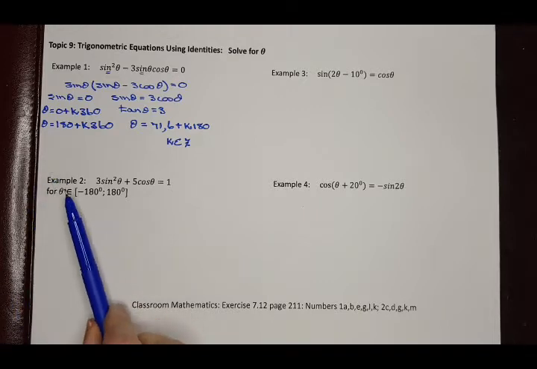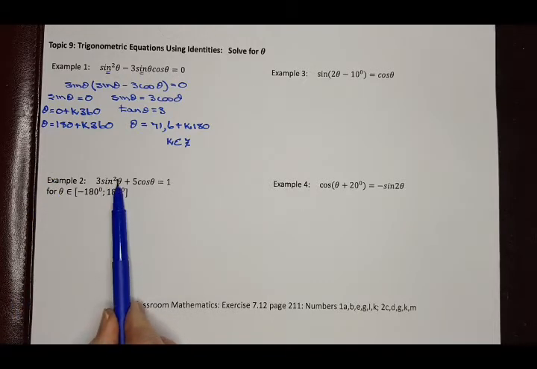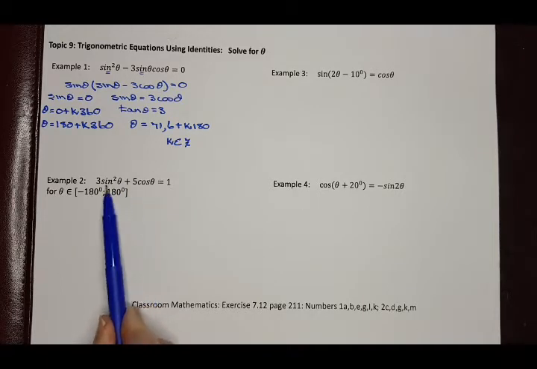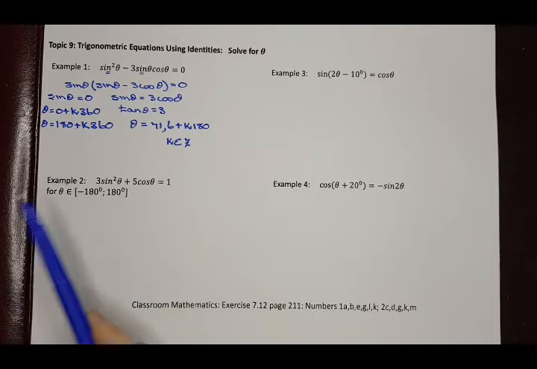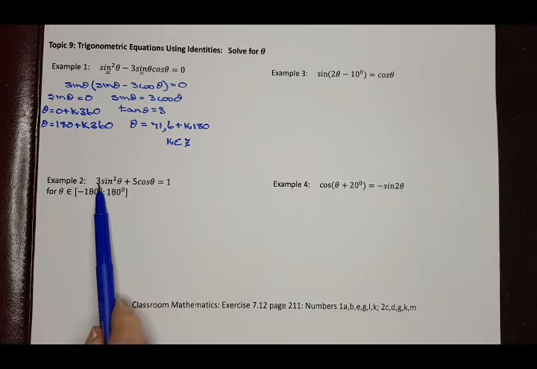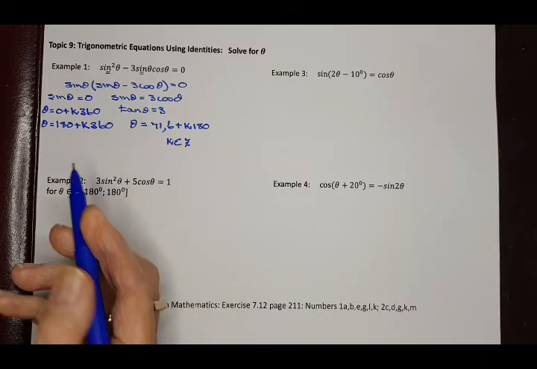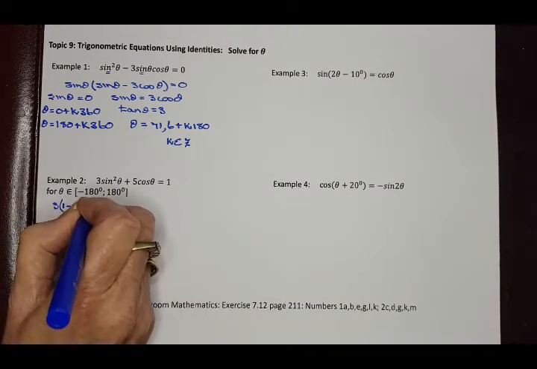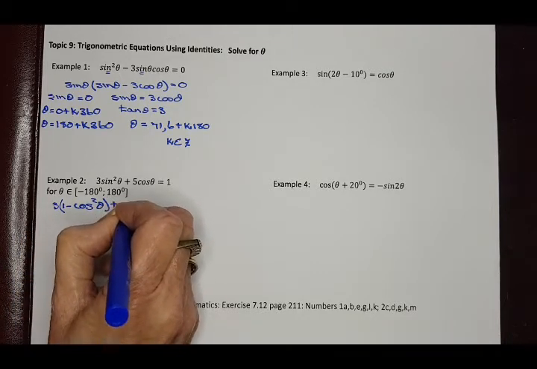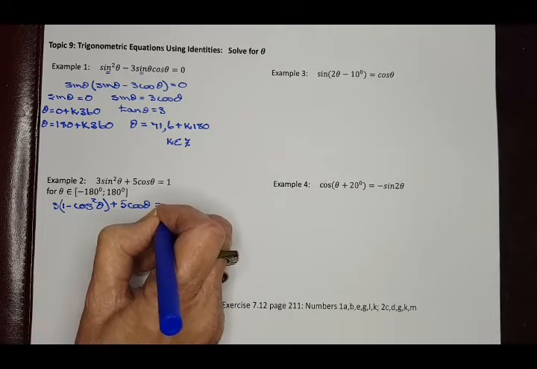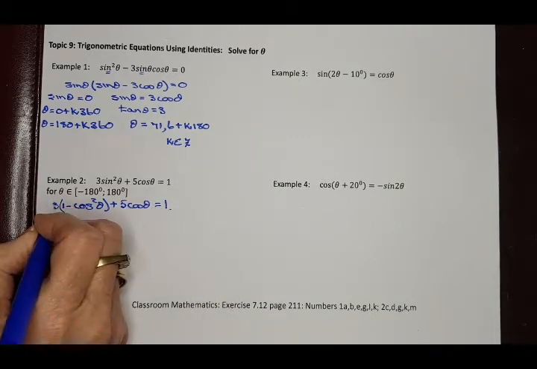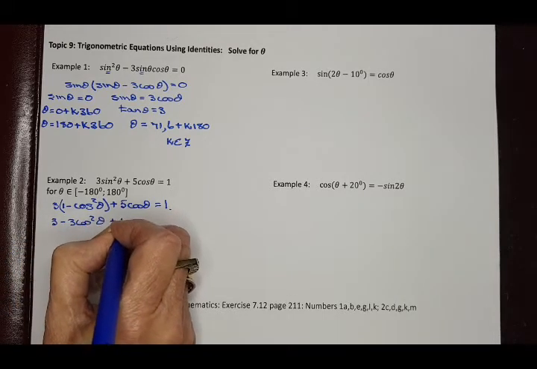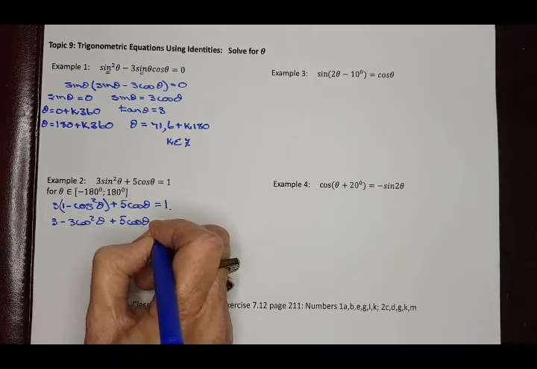Right, now the second example over here, again it's quadratic, we've got a term that is squared. The trouble is here we've got a sine squared and we've got a cos theta. We need to get a trinomial out of that. I can't turn the cos into sine, but I can replace the sine squared with a 1 minus cos squared. So my sum becomes 3 times 1 minus cos squared theta plus 5 cos theta is equal to 1.